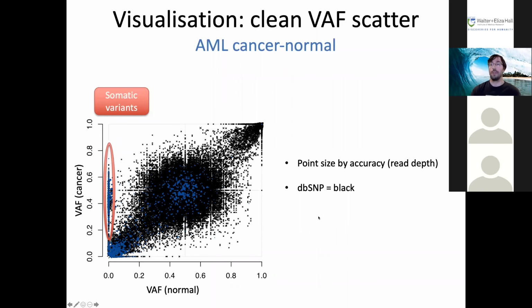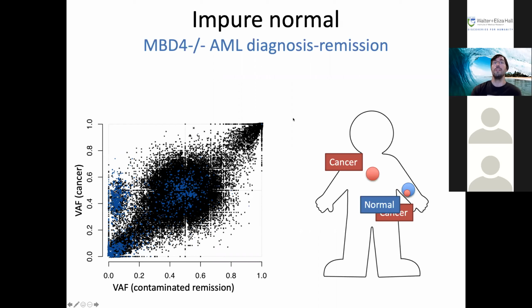I'm going to show you a sample with a bit of a quality issue. This is a sample with an MBD4 germline deficiency, and it's not cancer normal, but diagnosis and remission. This is essentially cancer normal, but the normal here, the remission, isn't entirely clean. The remission sample has a little bit of cancer in it. And we see that from the variants here separating from the y-axis. The somatic variants that used to cling to the y-axis here are now moving a little bit out due to the cancer content in the normal. So this plot alone is a good way to identify this issue.